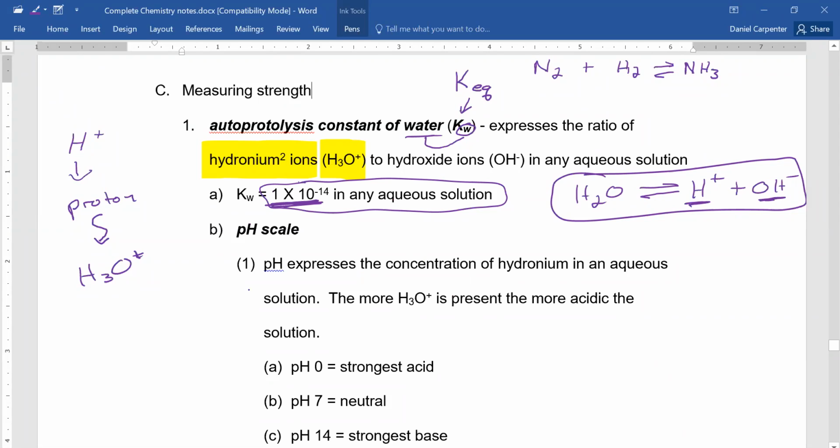So that means that if we've got a lot of H plus, that's an acid, then we have to have a very tiny amount of OH minus in order for it to still work out to 1 times 10 to the minus 14th. If we've got a very large amount of hydroxide base, then we have to have a very small amount of hydrogen in order to still work out 1 times 10 to the minus 14th.